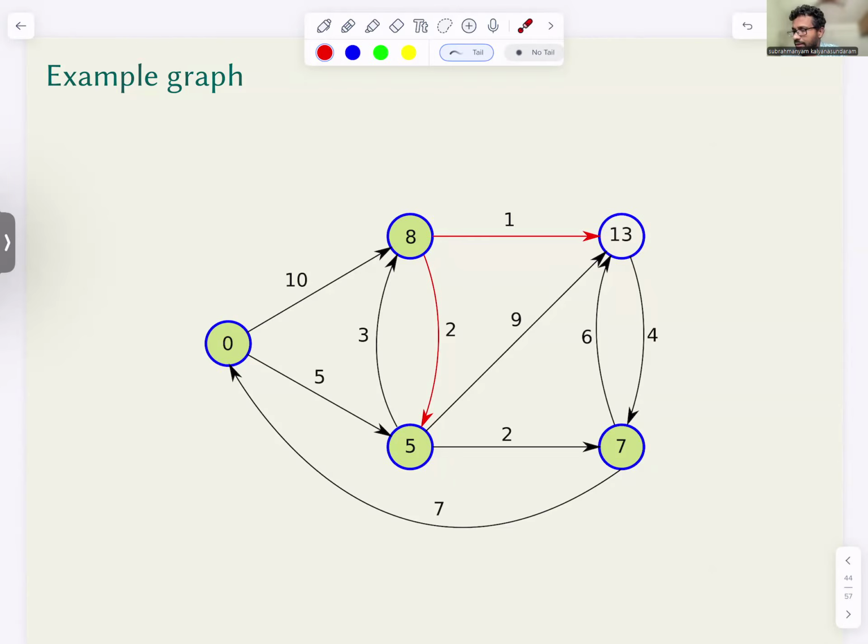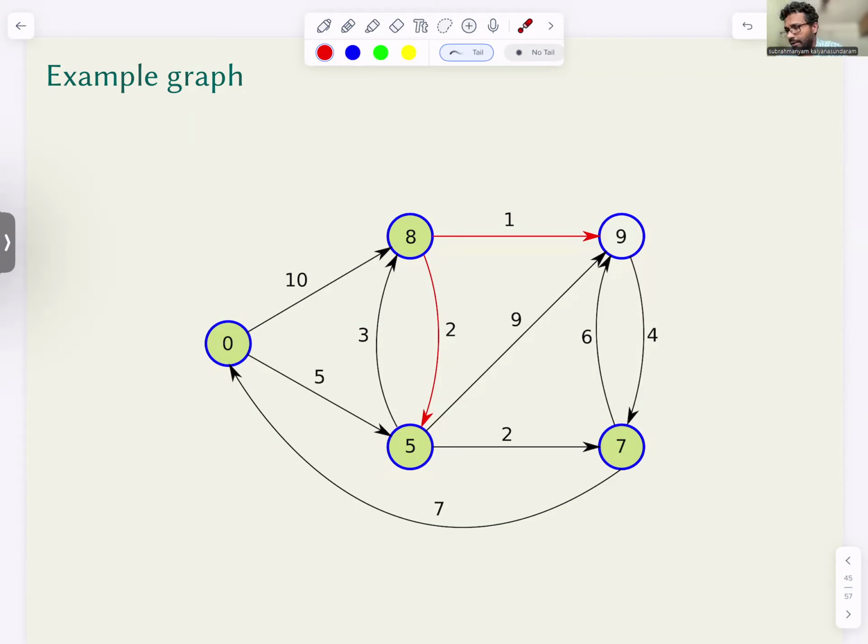So which are the vertices that will be updated with the new weights? 5 will not be updated, because 8 plus 2 is 10 and 10 is bigger than 5. So this will not be updated. Whereas 13 will be updated: 8 plus 1 is 9, which is smaller than 13. So 13 can be updated.